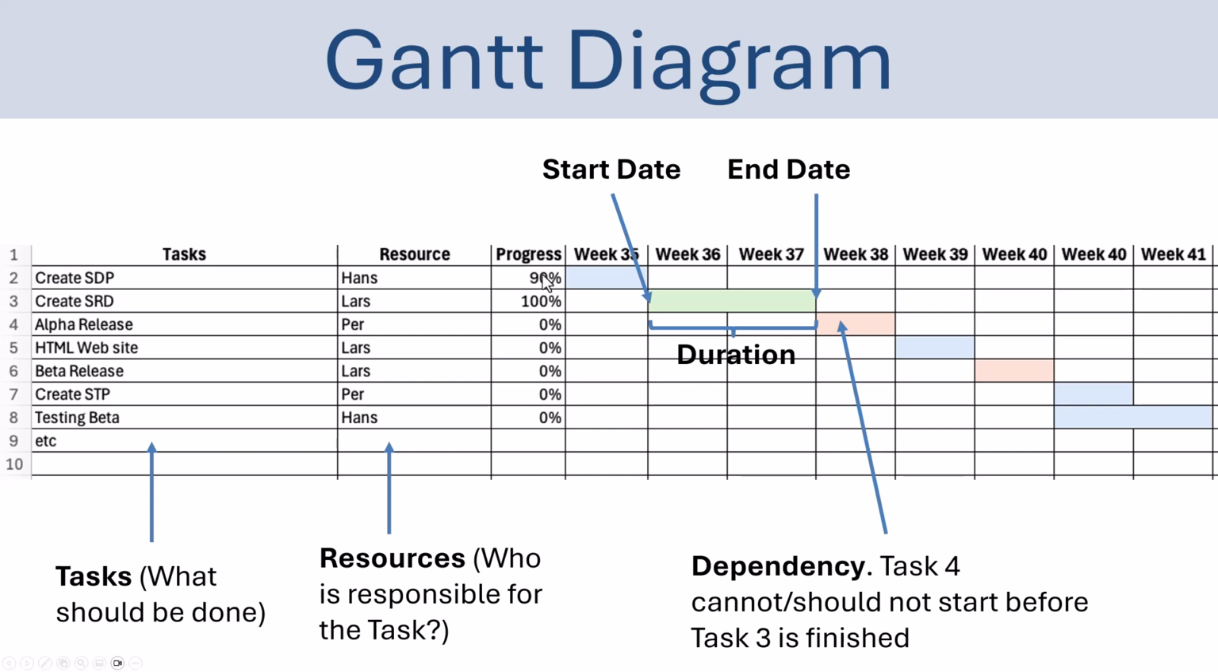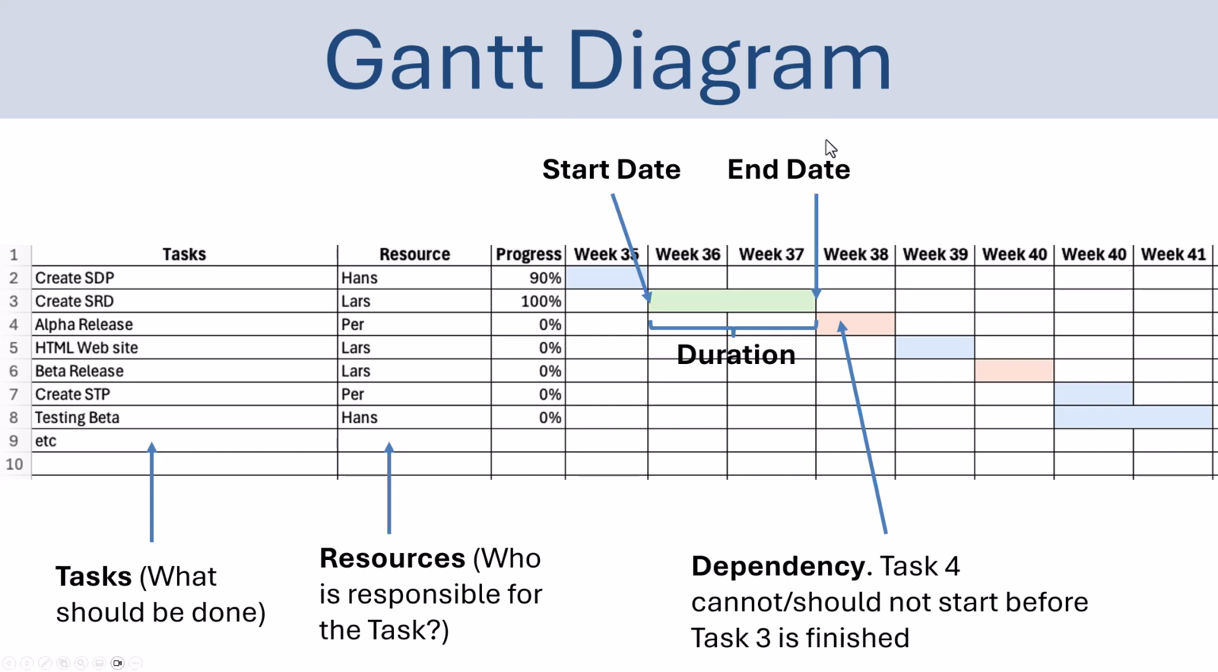And also here the progress, how much have we done with the different tasks. So this task is 90% finished, this task is 100% finished, and this task hasn't started and is 0% finished. And then here we can divide into weeks like this, week 35, 36. So this is the start of the project, and this finally here is the end of the project. We can divide it into weeks, we can divide into days, etc.